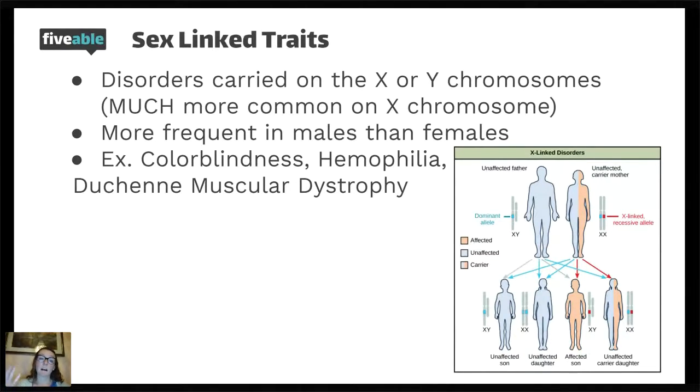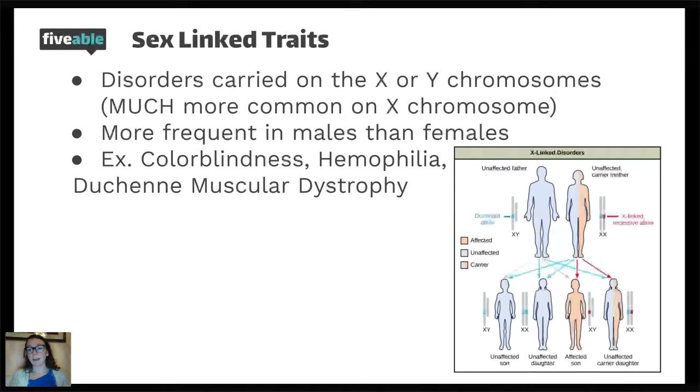So really common examples of this are color blindness. Okay, so color blindness is like 8 times more likely in males than females. Hemophilia, which is a bleeding disorder, and then Duchenne's muscular dystrophy, which is an aggressive form of muscular dystrophy, which is where your muscles start to lose control of your muscles over time. So here's kind of an example of this.